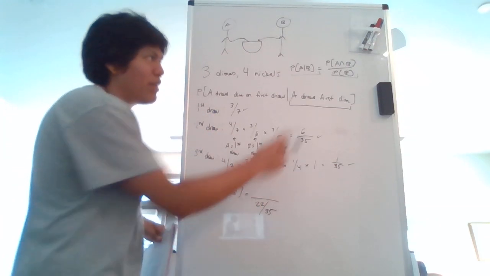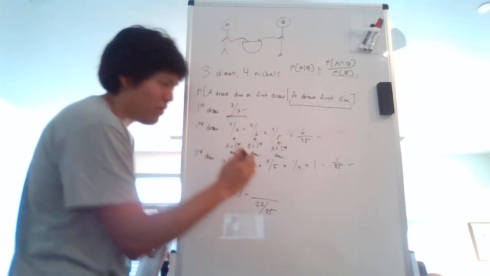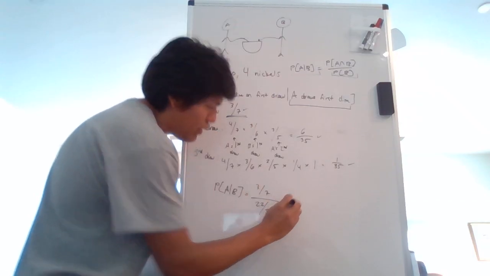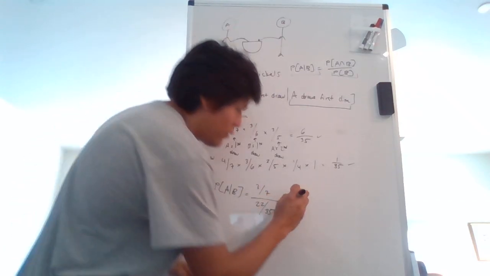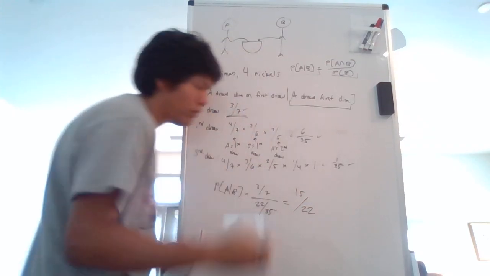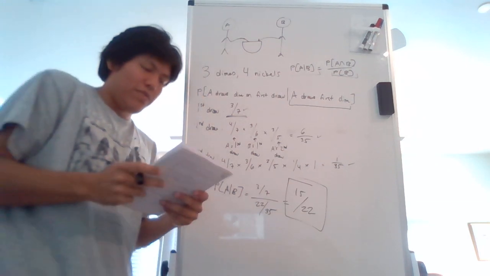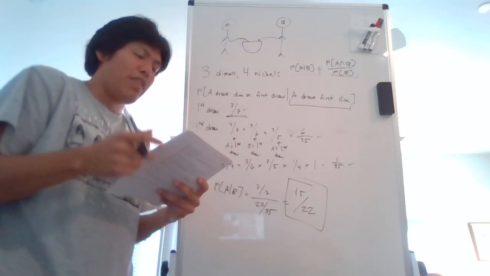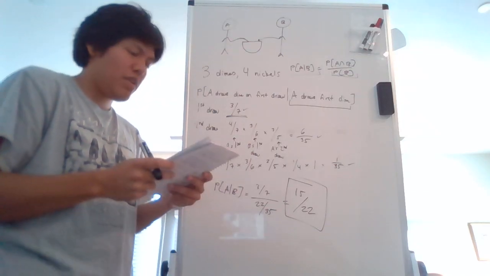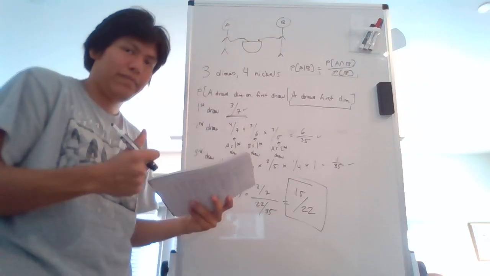And that goes here. This is our A intersect B, the 3 over 7, and that goes on top. And this is equal to 15 over 22. And that's our answer. It's 15 over 22, and that is the probability that A draws the dime on the first draw. Okay.